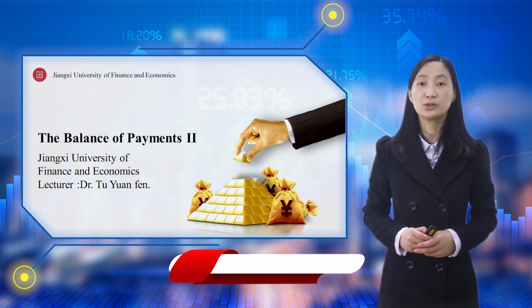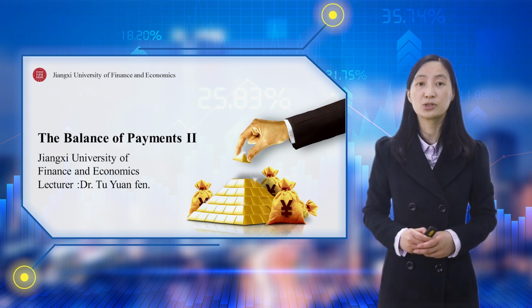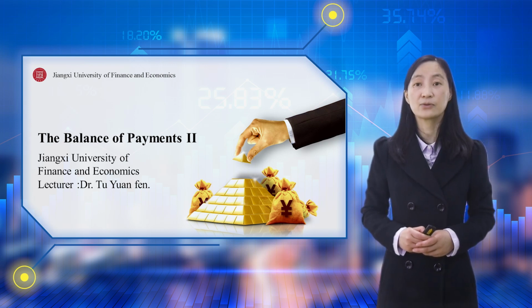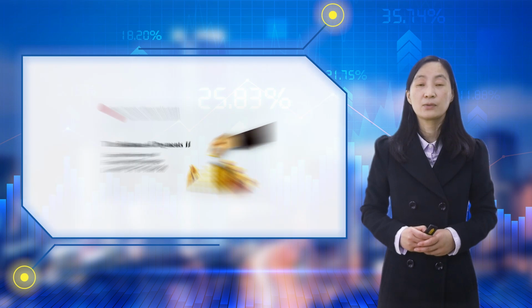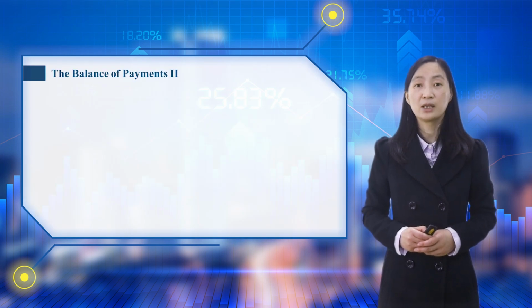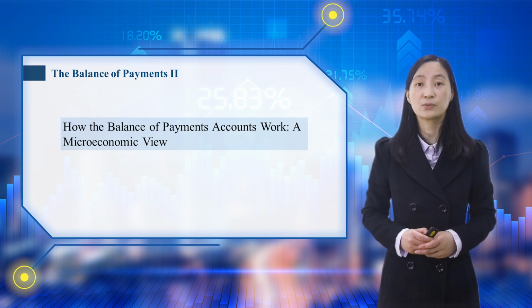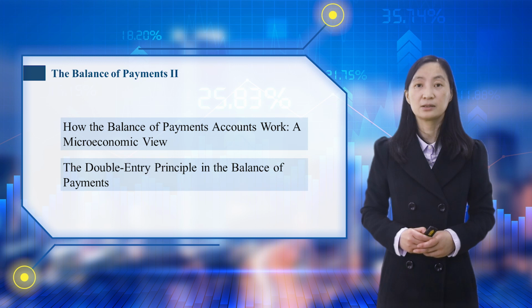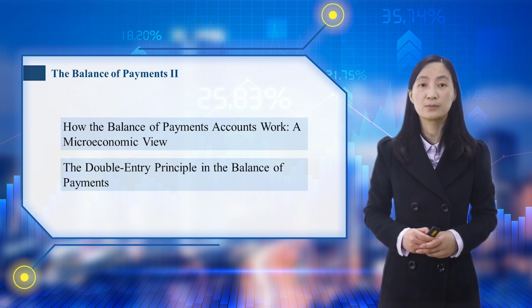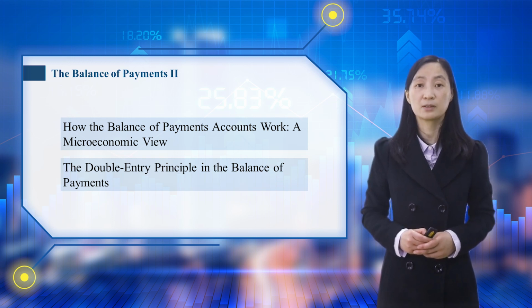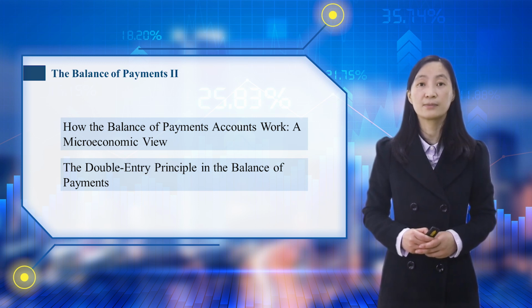Today we will continue to learn Section 4 in Chapter 5, the Balance of Payments 2. We will focus on the following issues. First, how the balance of payments accounts work, a microeconomic view. Second, the double entry principle in the balance of payments. We will discuss these issues one by one.